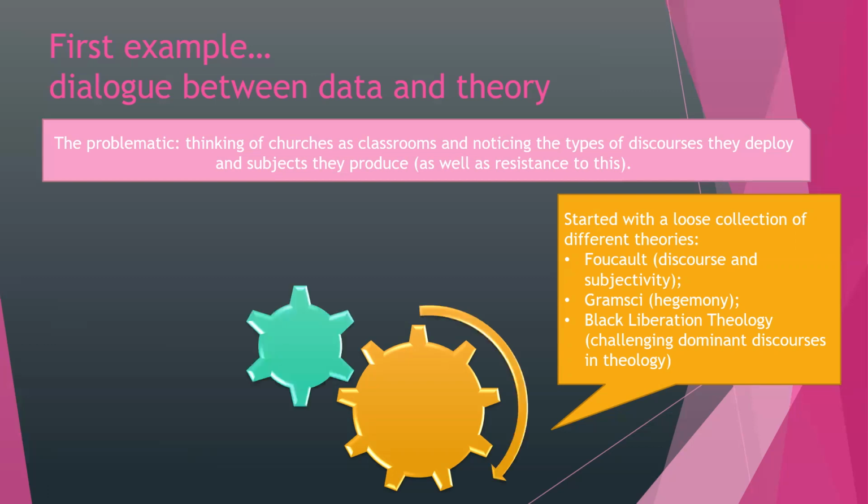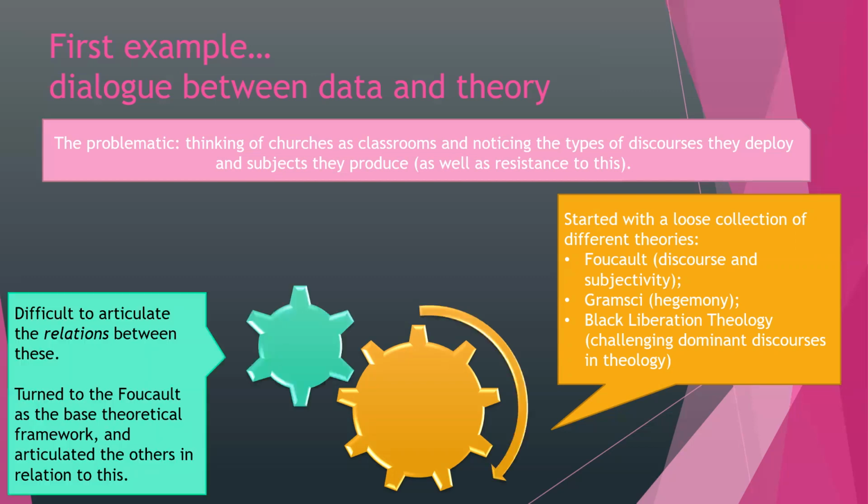But it rapidly became apparent that it was difficult to say how these different theoretical and conceptual ideas hung together in a framework. And so the person decided to go with the Foucault as the base theoretical framework and to articulate the Gramsci and the Black liberation theology concepts in relation to the Foucauldian one. So the Foucault became the foundation, and the others were connected into it.